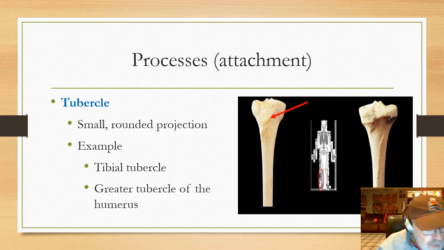A tubercle. Tubercle is sort of like a trochanter wannabe, okay? It's smaller. It's a smaller rounded projection, okay, as compared to that large projection we saw with the trochanter. So a tubercle is another projection out of the bone, but smaller, okay? Now, it's hard to see here because these are much smaller. Typical example of one would be this thing right here, which is called the tibial tubercle.